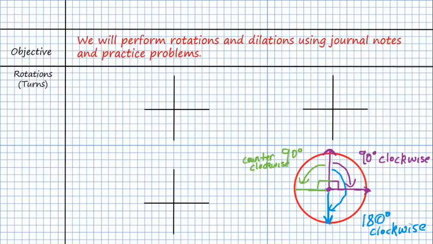If I decide to go counterclockwise by 90 degrees, that's really just the same thing as if I were to go clockwise 270 degrees. This makes sense because our entire circle is made up of 360 degrees. So we have all these different turns, and I can actually describe all of my turns as a clockwise turn. That's how we're going to describe things for the most part today.